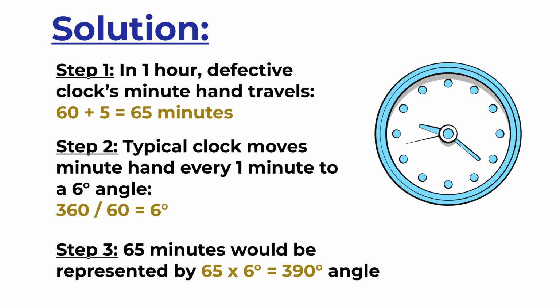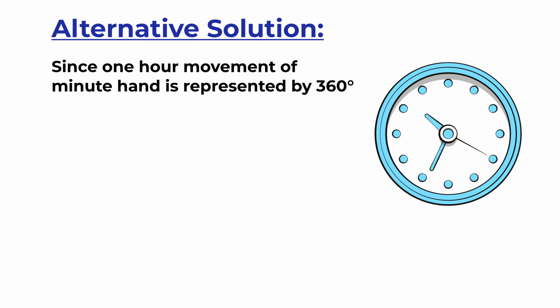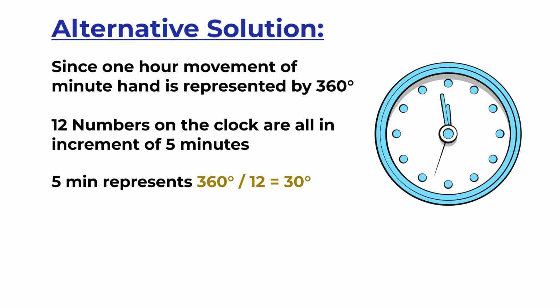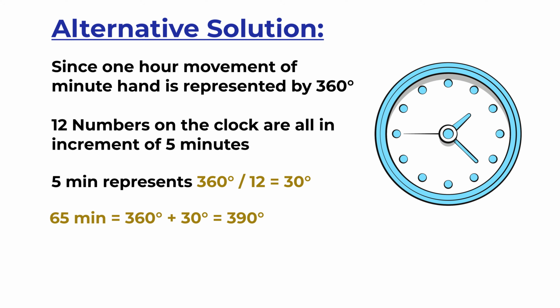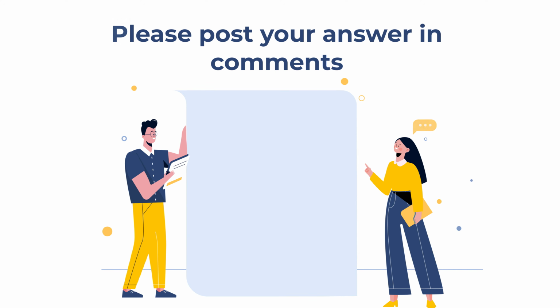Obviously, as with a lot of problems, there is an alternative way to solve it. Since 1 hour of movement of the minute hand is represented by 360 degrees, we can look at the 12 numbers on the clock, and each number on the clock is an increment of 5 minutes. 5 minutes is represented by a 30-degree angle, which is calculated as 360 degrees divided by 12 numbers, which equals 30 degrees. So 65 minutes would be represented by 360 degrees for the full circle plus 30 degrees for the extra 5 minutes, which would be a 390-degree angle. Did you find other alternative solutions? Please make sure to share them in comments.